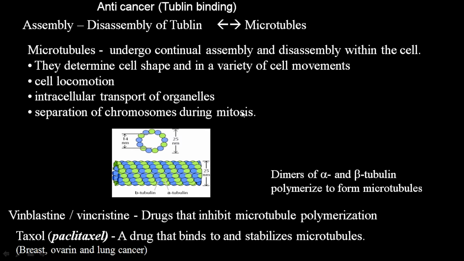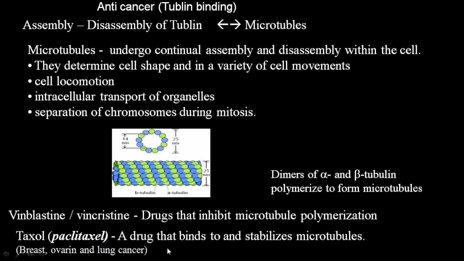So there are drugs which prevent the assembly, and there are drugs which prevent the disassembly. Vinblastine and vincristine are drugs that inhibit microtubule polymerization, so they do not allow the assembly. Whereas taxol, paclitaxel, binds to and stabilizes the microtubule, so it prevents the disassembly. Taxol is used in breast cancer, ovarian cancer, and lung cancer.